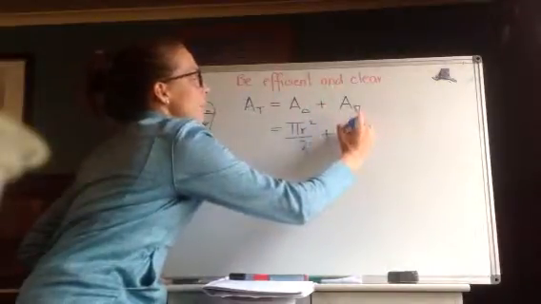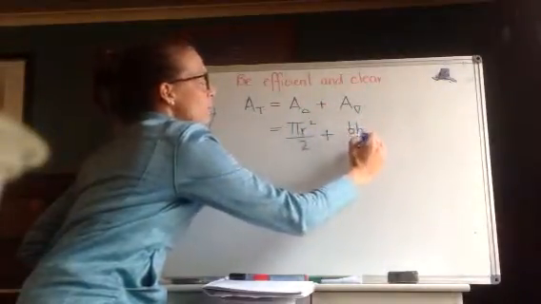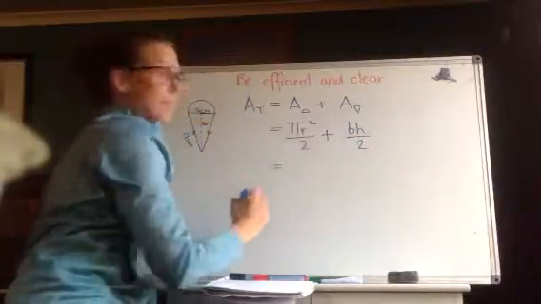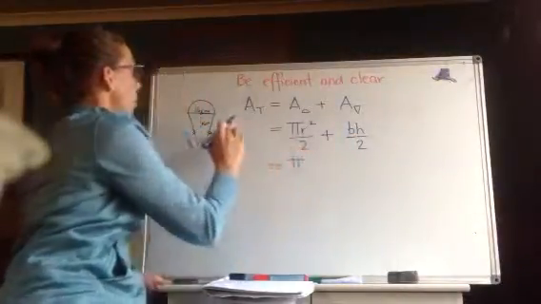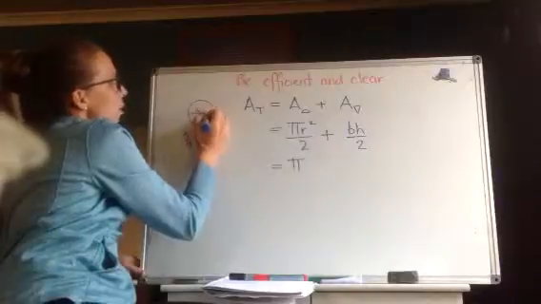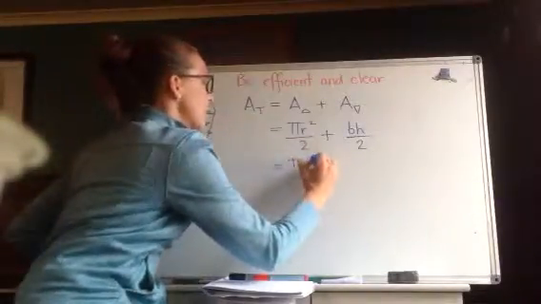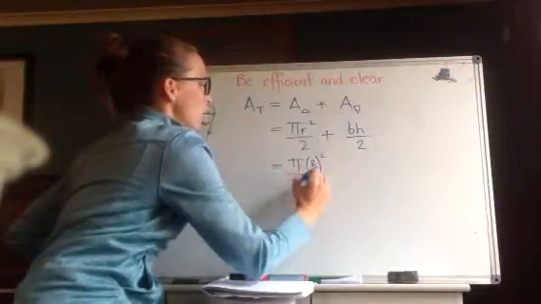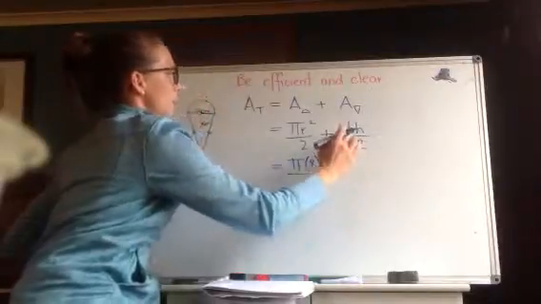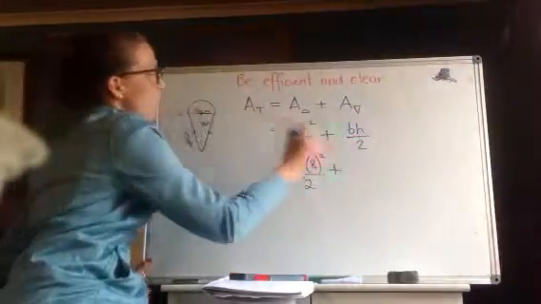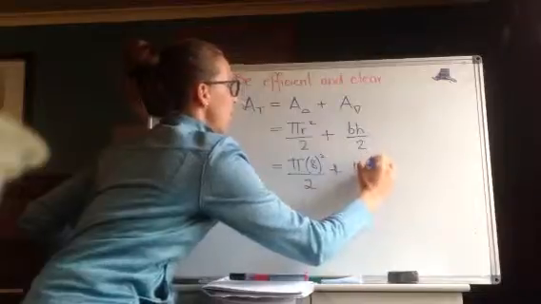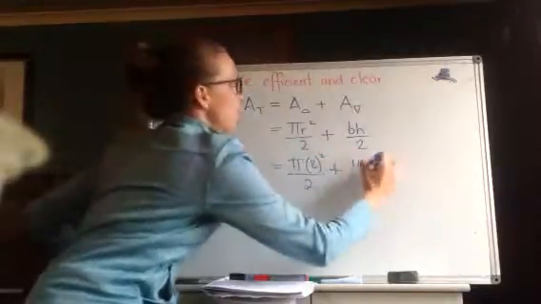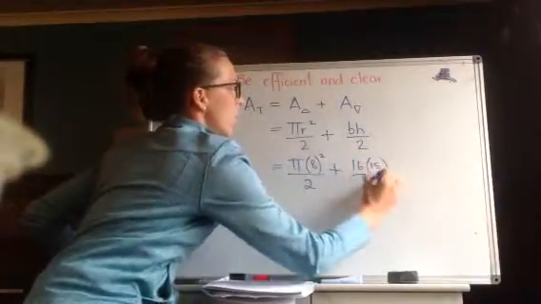Area of a triangle is always base times height over 2. Then I can substitute in pi. Radius of this is from the centre all the way out, which is 8 squared all over 2, plus base of this triangle is this whole long base 16 times the height, which is 15 over 2.